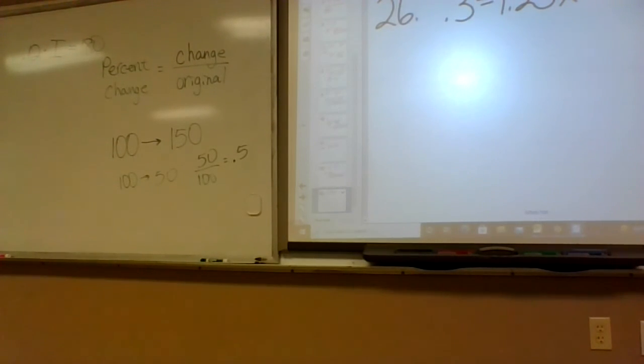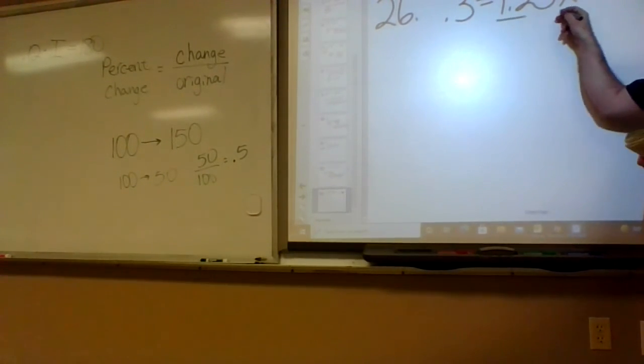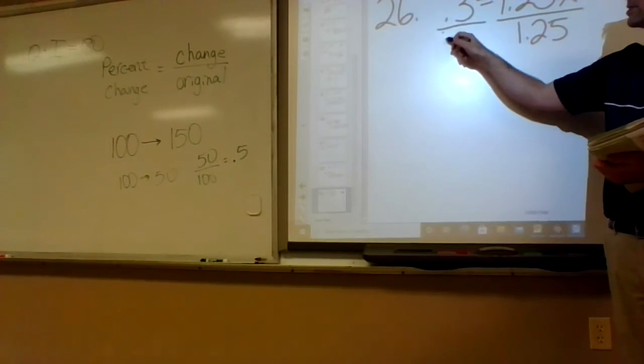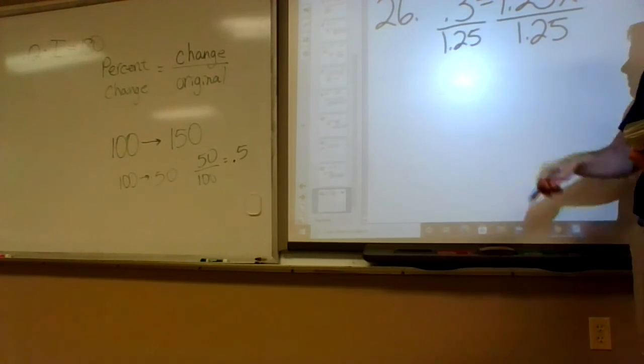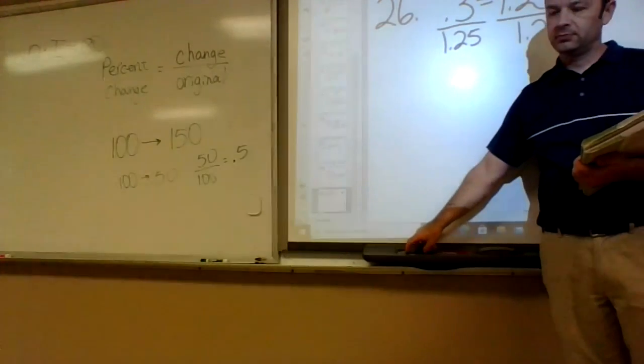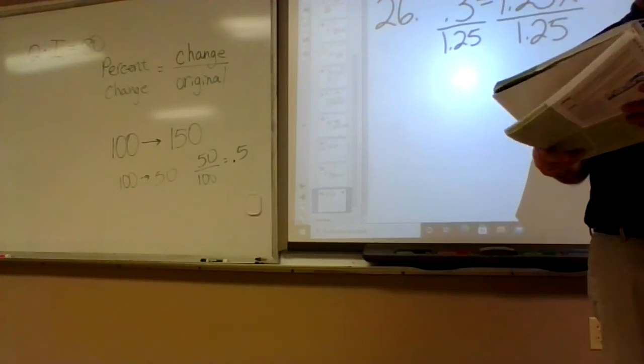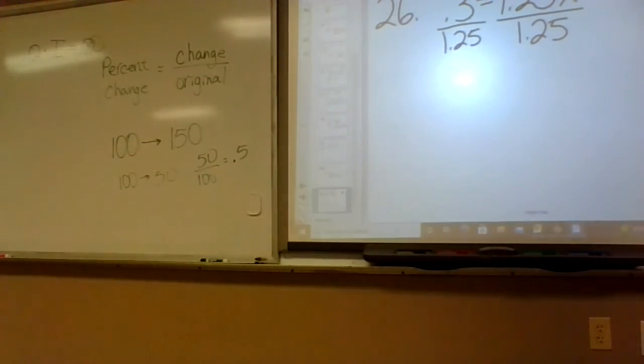What's being divided by what? This is a problem that a lot of people would probably divide backwards. You're dividing by 1.25, right? Not by 0.3. And don't forget to find the new amount. All right, try the evens.